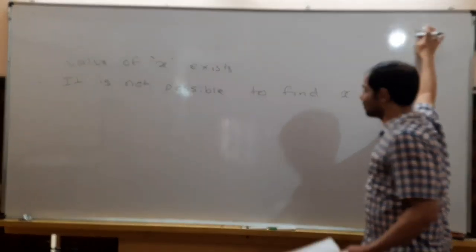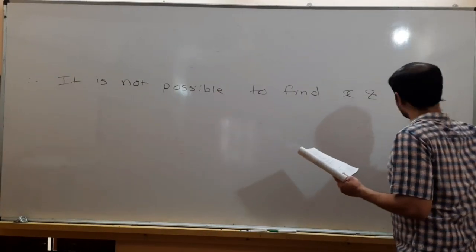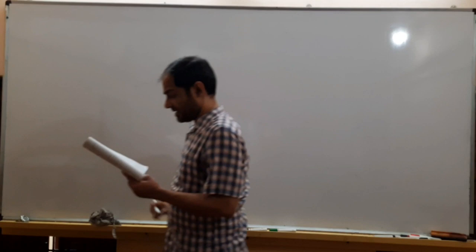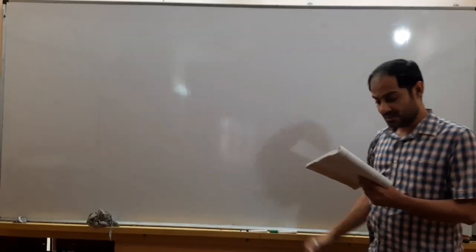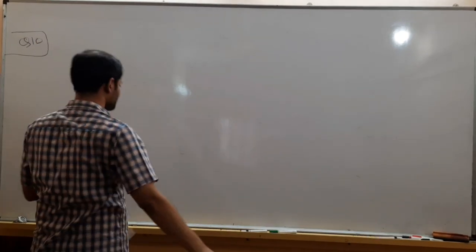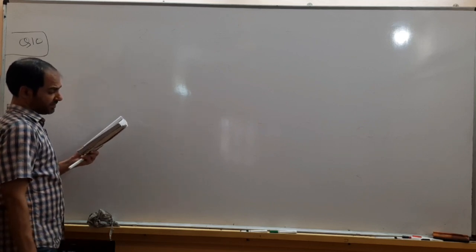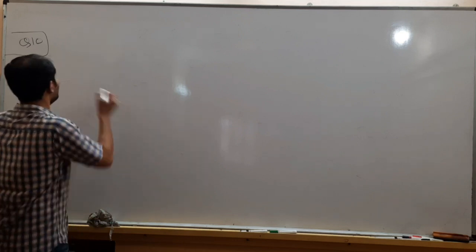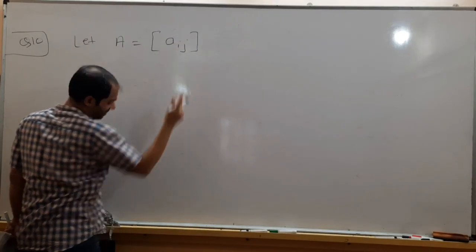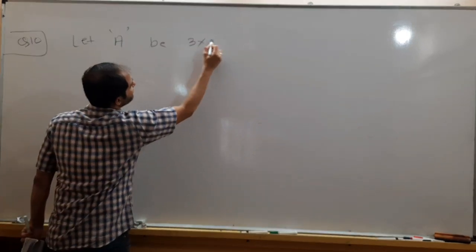And now moving on to question number 10. Question number 10 says, find the number of all possible matrices of order 3 cross 3 with entries 0 and 1. Question number 10 of exercise 3.1: the number of all possible matrices of order 3 cross 3. Let A be equal to Aij, or I will write, let A be a 3 cross 3 matrix.